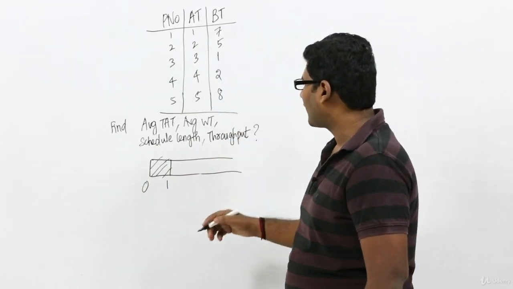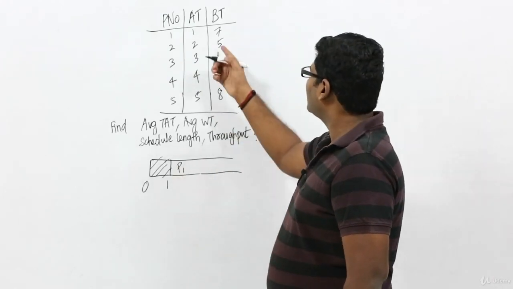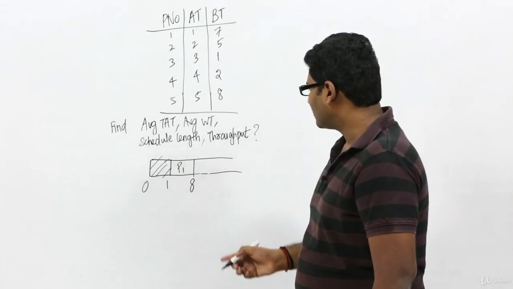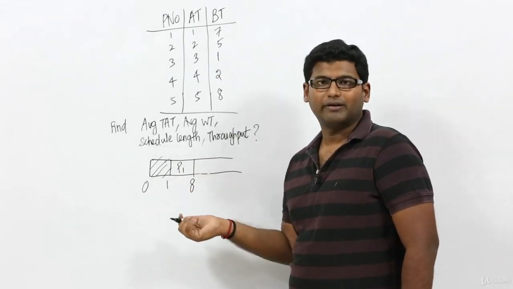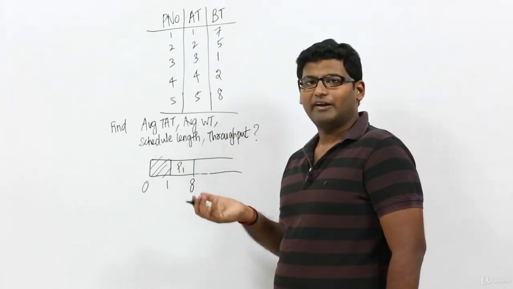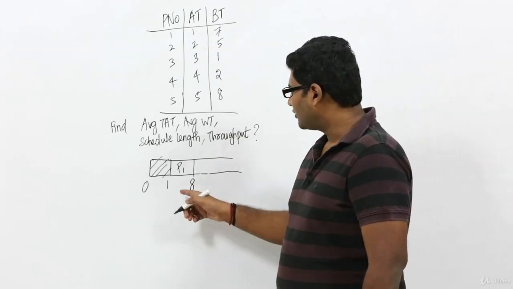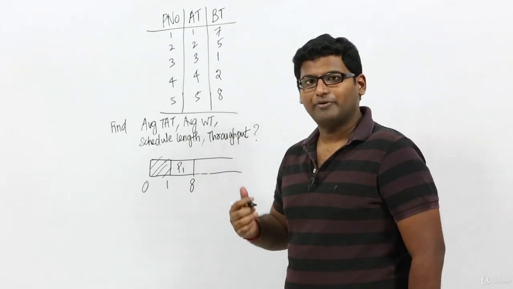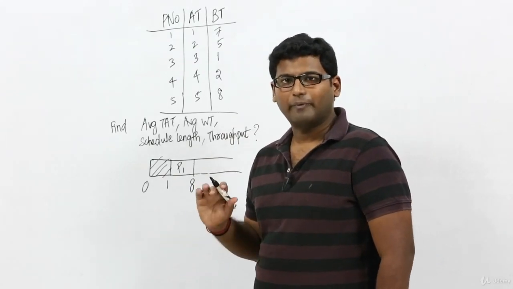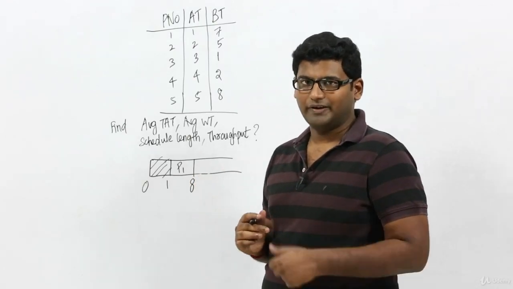Process P1 has arrived to the RAM, so we start process P1 and go till time unit 8. Why? Because we are using a non-preemptive scheduling algorithm. It doesn't matter if during this time any other higher priority process has arrived to the RAM. We will always execute process P1. Once we have scheduled a process, we will never preempt that process until completion in a non-preemptive scheduling algorithm. We have seen it already.